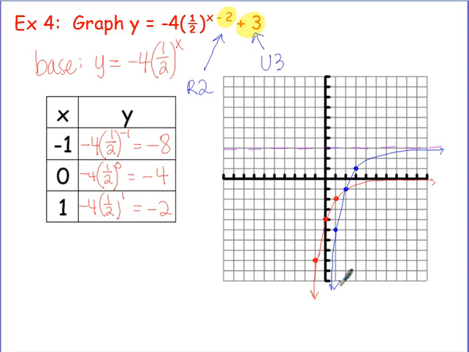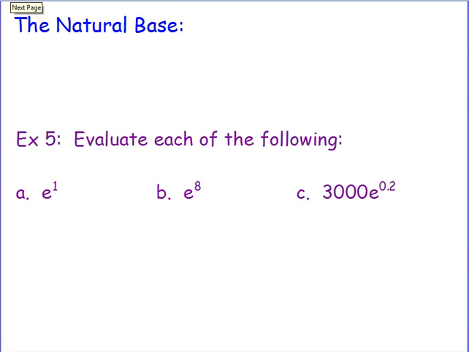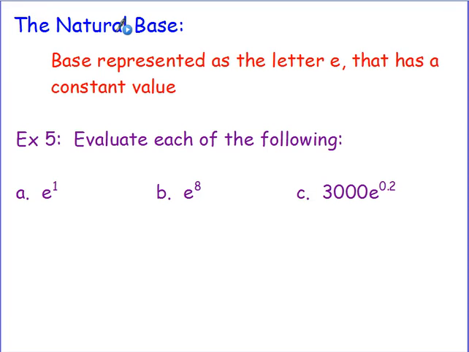All right, so we have one more little thing to talk about. This is a very, very important base in math. It's called the natural base. So jot down this little definition. This is a base that is represented as the letter E, but it has a constant value. So the best comparison I can make is that it's similar to pi. We all know that pi really is just a number. E is the same way.